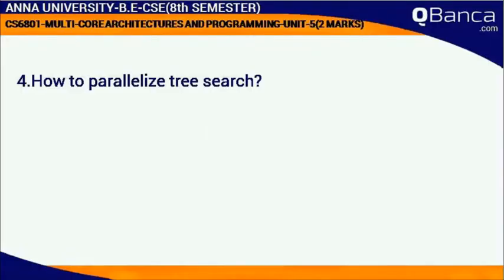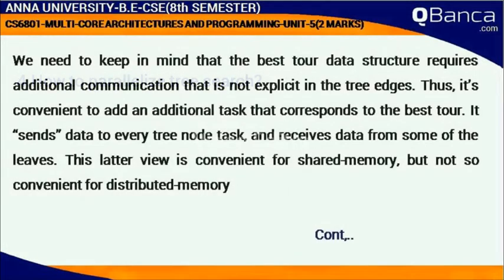Parallelize tree search? Answer. We need to keep in mind that the best-2 data structure requires additional communication that is not explicit in the tree edges. Thus, it's convenient to add an additional task that corresponds to the best-2. It sends data to every tree node task and receives data from some of the leaves. This latter view is convenient for shared memory but not so convenient for distributed memory.